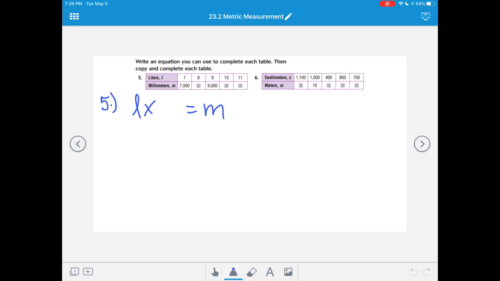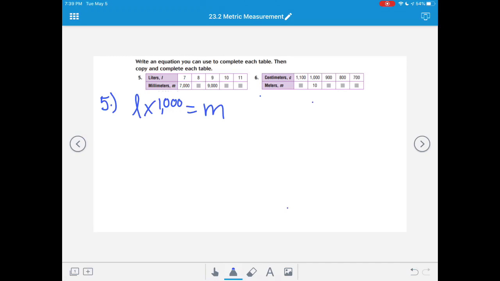1 liter is equal to 1,000 milliliters. So I know that my liters are being multiplied by 1,000. So that's my equation. Super simple. I just write what's being done to the numbers. So liters are being multiplied by 1,000 to get milliliters.